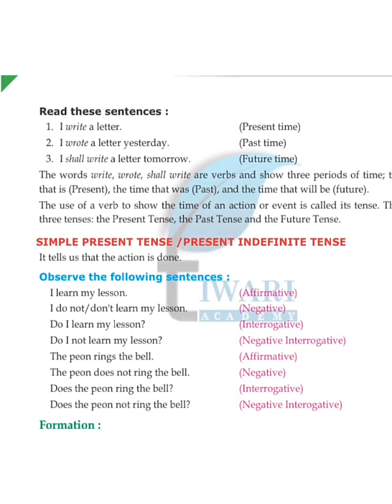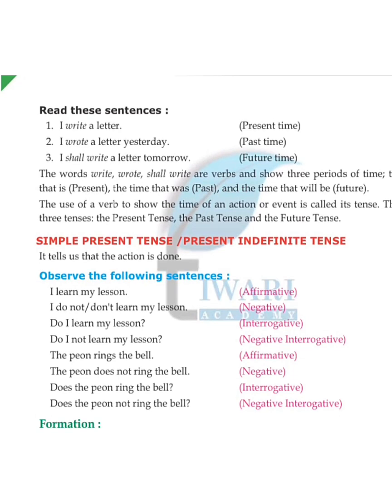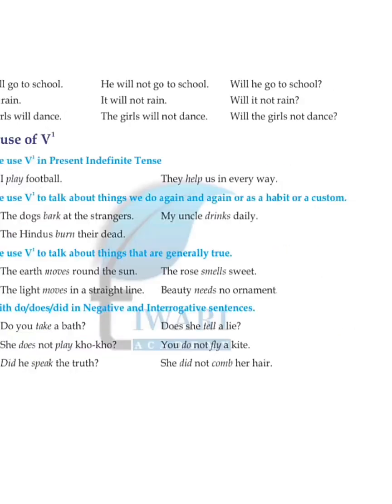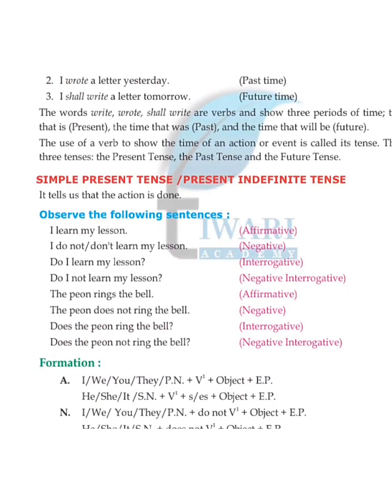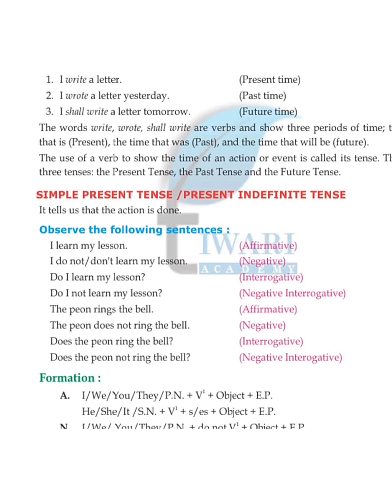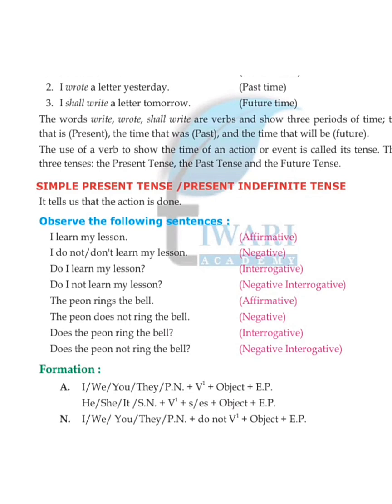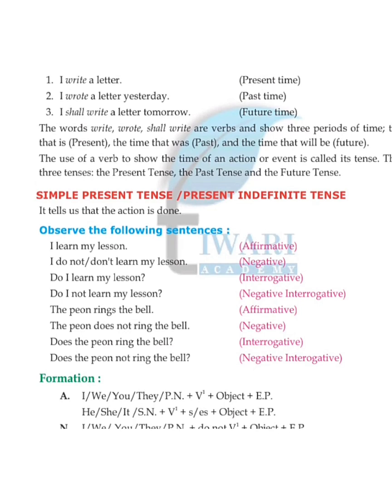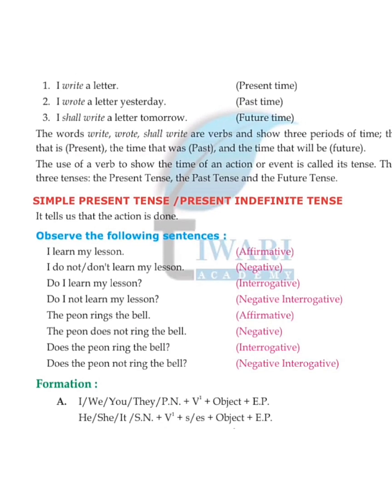Okay, so it tells us that the action is done. Observe the following sentences. Look here. I learn my lesson. That is an affirmative sentence. That is a simple sentence. Okay, a simple sentence is called an affirmative sentence. I do not learn my lesson. In contrast, I don't learn my lesson. So it indicates a negative tense. Okay, negative present tense. Do I learn my lesson? Interrogative. Do I not learn my lesson? Negative interrogative. The peon rings the bell.